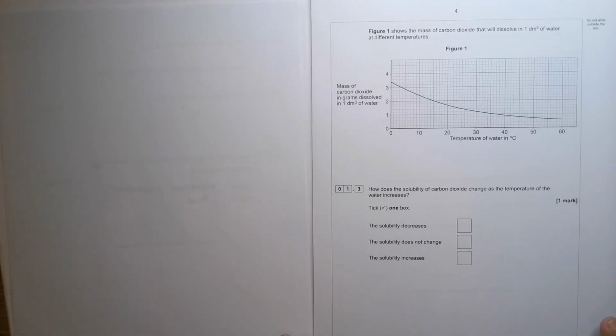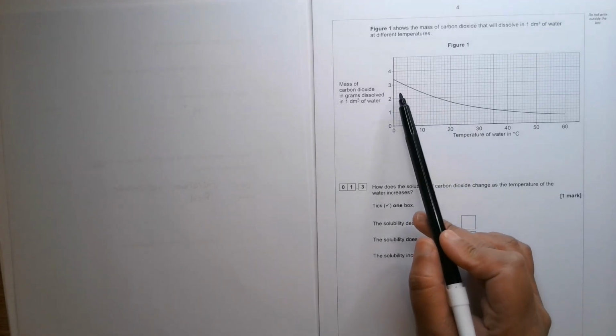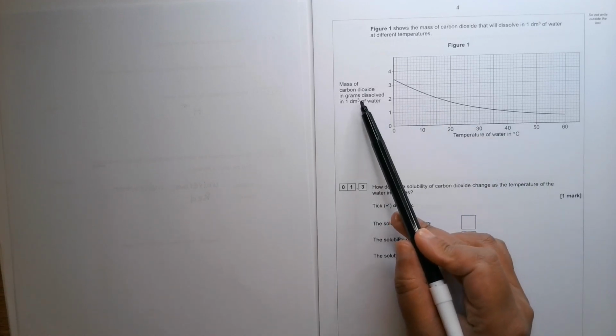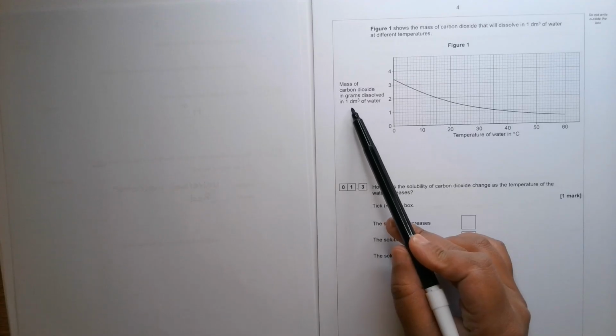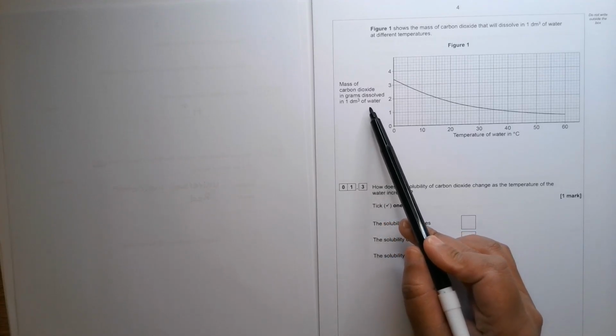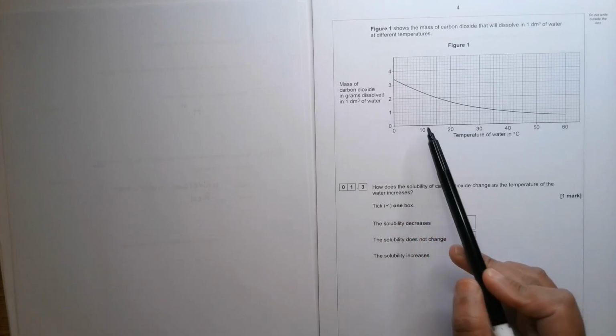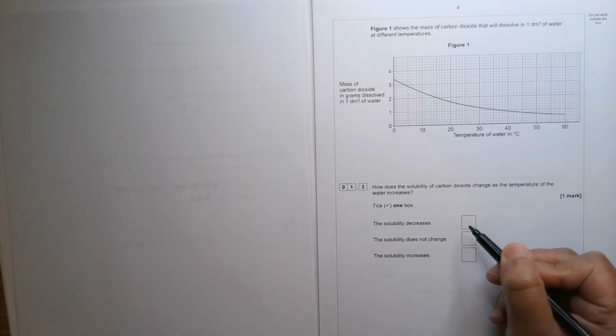Figure 1 shows the mass of carbon dioxide that will dissolve in 1 decimeter cubed of water at different temperatures. How does the solubility of carbon dioxide change as the temperature of the water increases? Okay, so you can see temperature of the water, the line's going down, mass of CO2 in grams dissolved in 1 decimeter cubed of water. So you can see that mass is going down, so the solubility is decreasing.